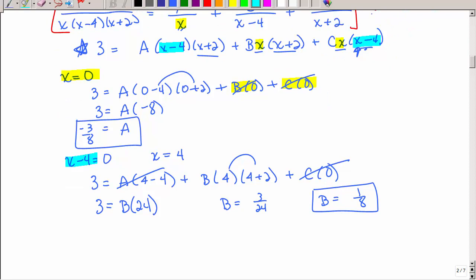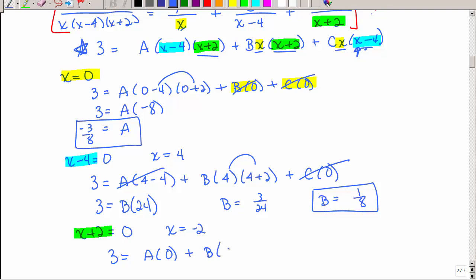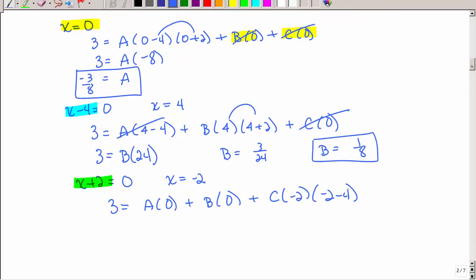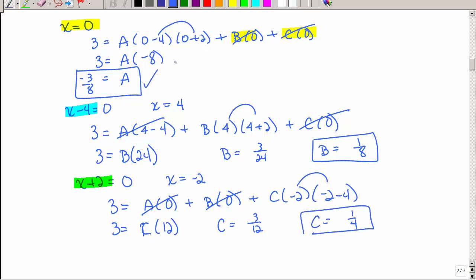My last one is going to be c. So let's see, what's my last factor? So I have x plus 2 is equal to 0, so x is negative 2. That means every place there is an x plus 2, those are going to be 0. So I'm going to have 3 equals a is going to be 0. I'm going to have b times 0 but c is going to be times negative 2 minus 4, let's see, that's negative 2 times negative 6, that's positive 12. So c equals 3 over 12, so c is 1/4. So I have my three constants, and if you stop right there, I would give you full credit.